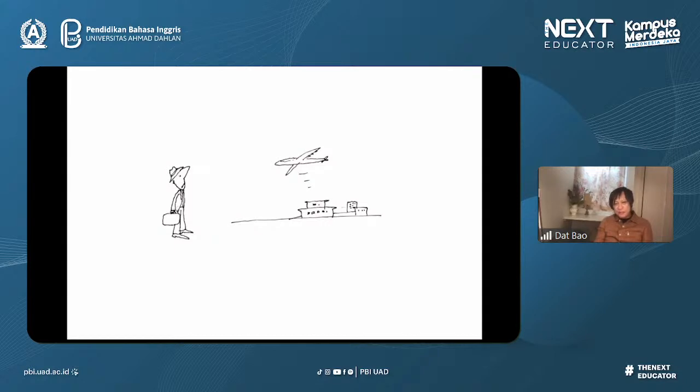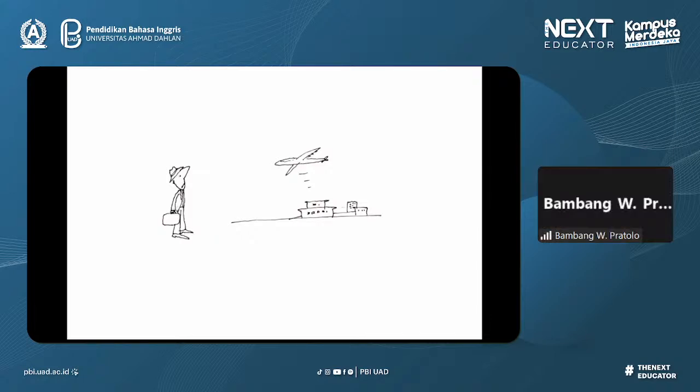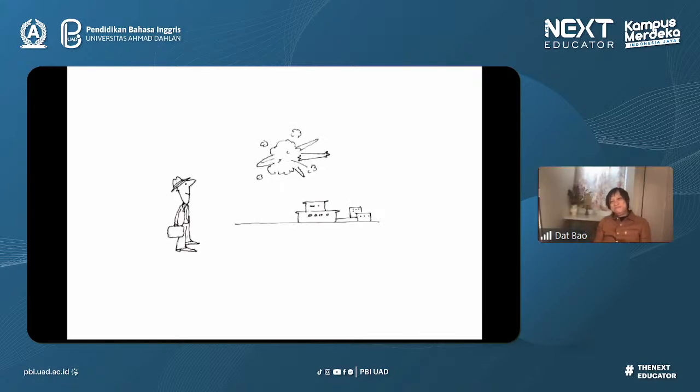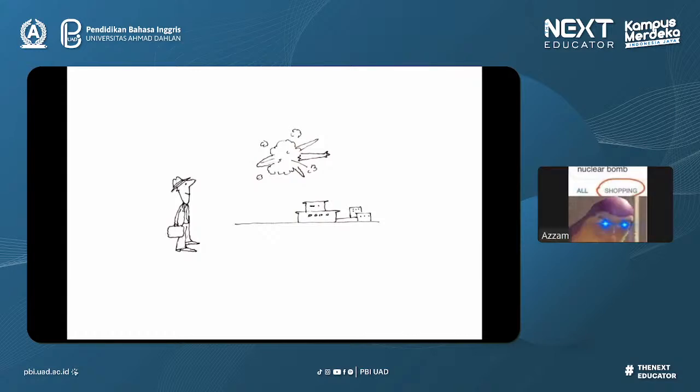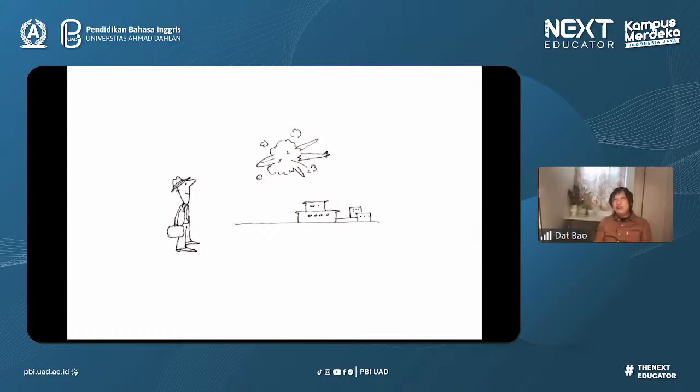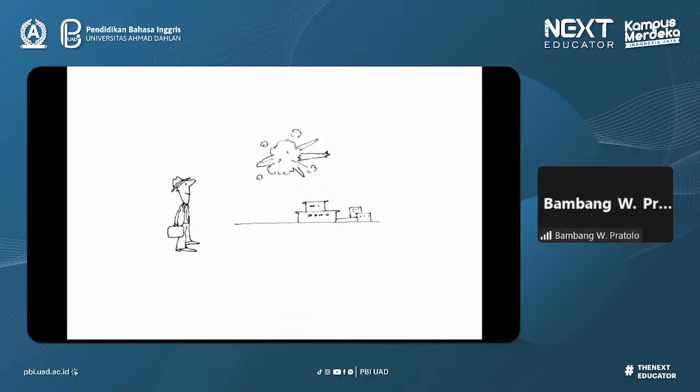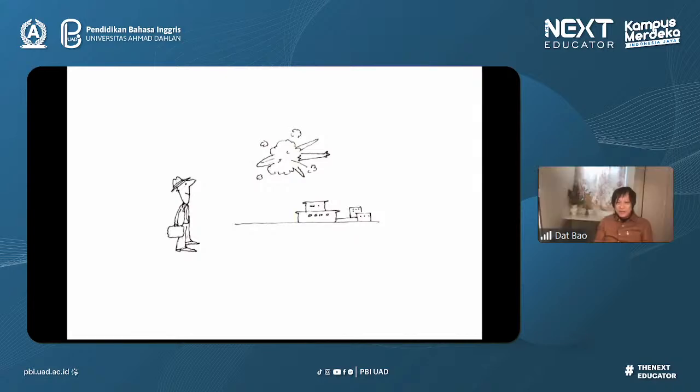Something different happened. Do you want something to happen to the man or to the plane? The plane. Oh, something happened to the plane. Boom. Yeah, exploded. Someone shot the plane. Look at the man. How do you think his feeling changed? He's happy. Or maybe more accurately, he's relieved. He's like, oh, thank God, I'm alive. But this is not the end of the story. I will show you the end after you guess what happened next.